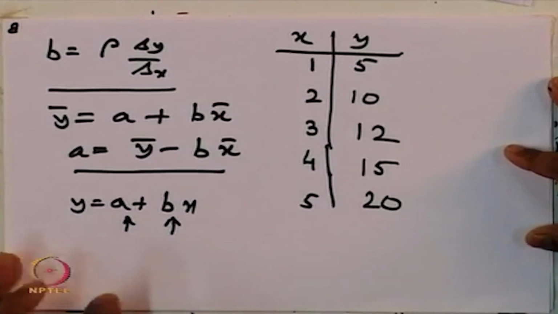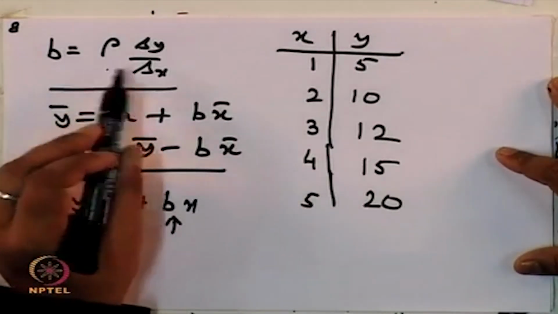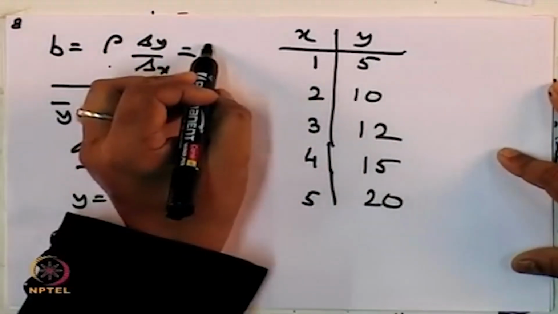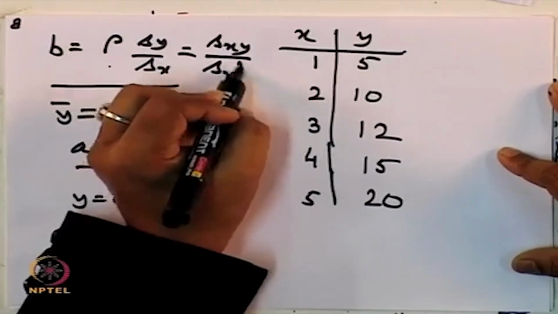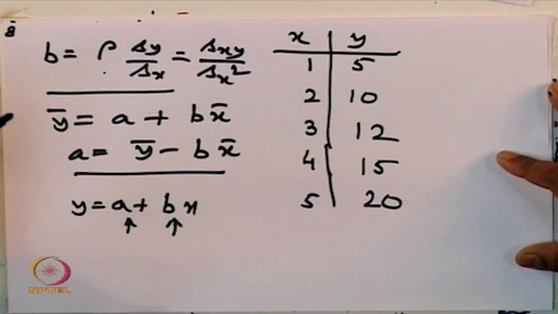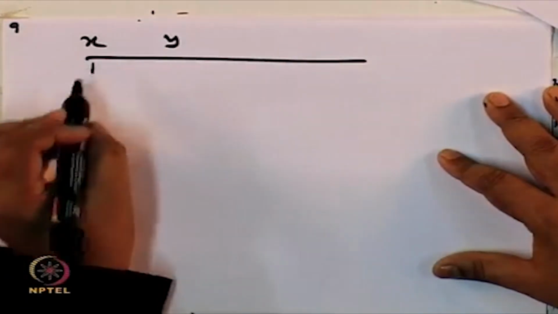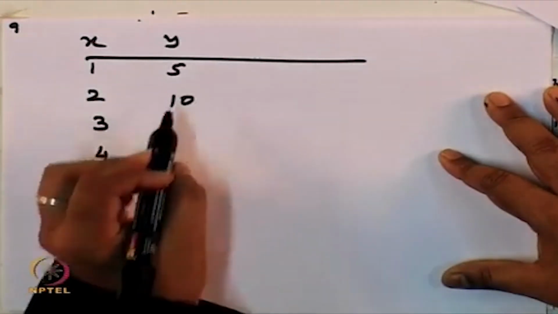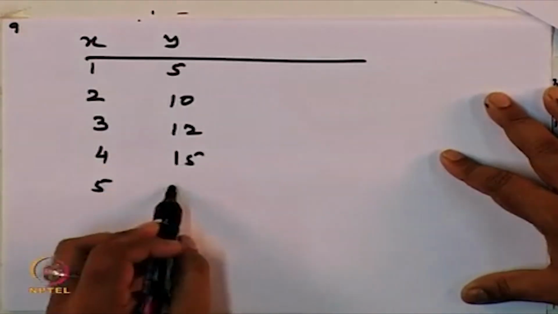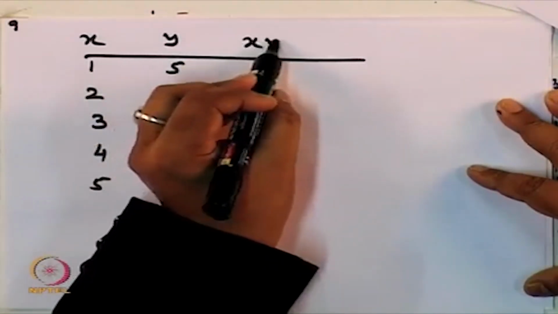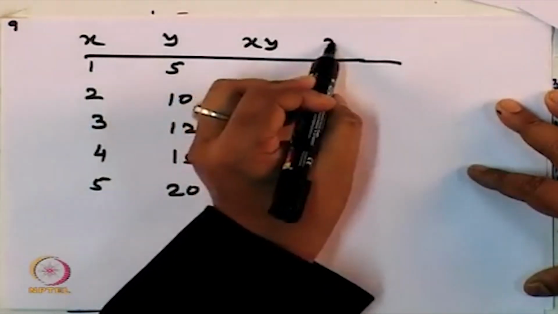So, as per this equation, b is rho times s y by s x, or I can also write s x y by s x square. So, I need to find out s x y and s x square respectively. I will write down these values again. So, I have x, I have y: 1, 2, 3, 4, 5, and 5, 10, 12, 15, 20. For calculating s x y, I need x y, and I also need x square.